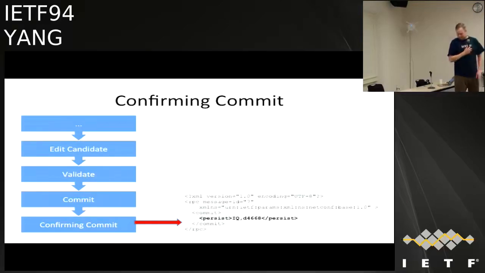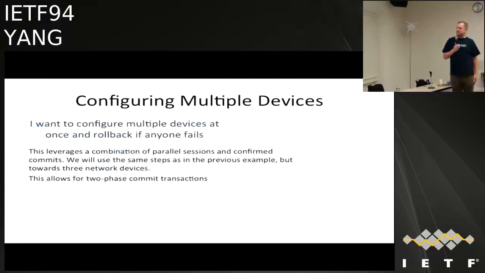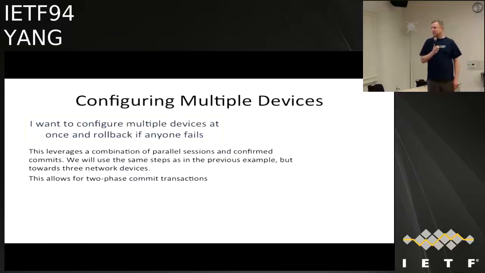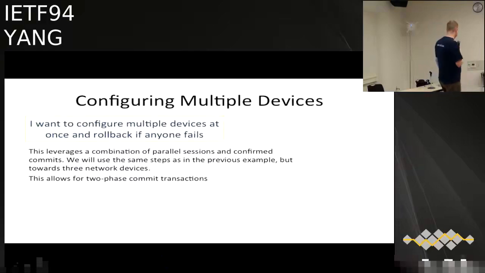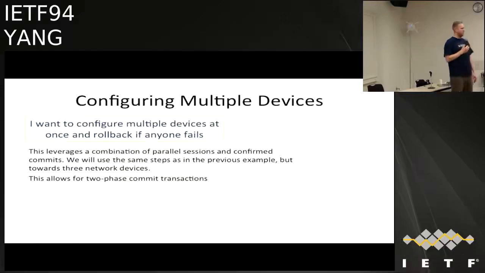Okay, we're getting closer to the final crescendo here. It's configuring multiple devices. So in this case, our network engineer wants to configure multiple devices at once and roll back everything if anything fails, right? So you set up a VPN. If anything fails on any of the participating boxes, you want all of them to reliably come back to where they were before I started meddling with them. Same steps as in the previous example, but we will do it in parallel with one stop along the way. So this allows for two-phase commit transactions over network devices, given, of course, that the devices you work with actually have the capabilities that are required for all these steps.